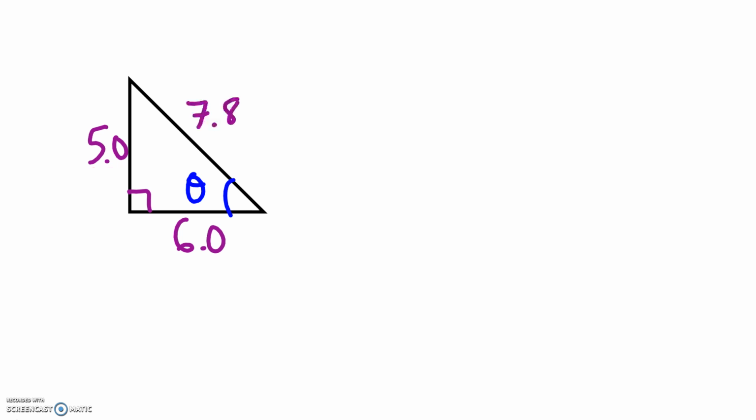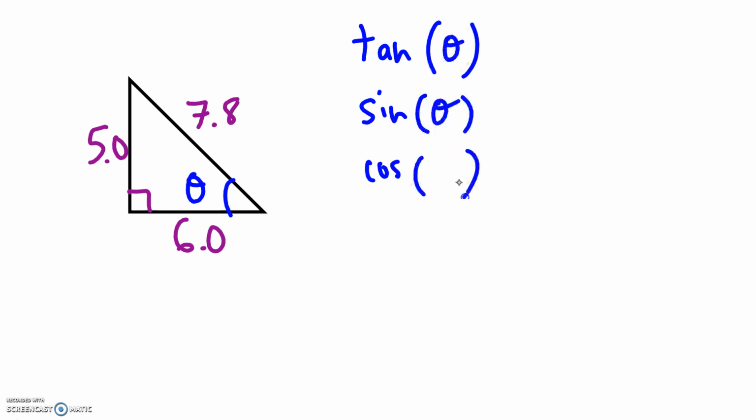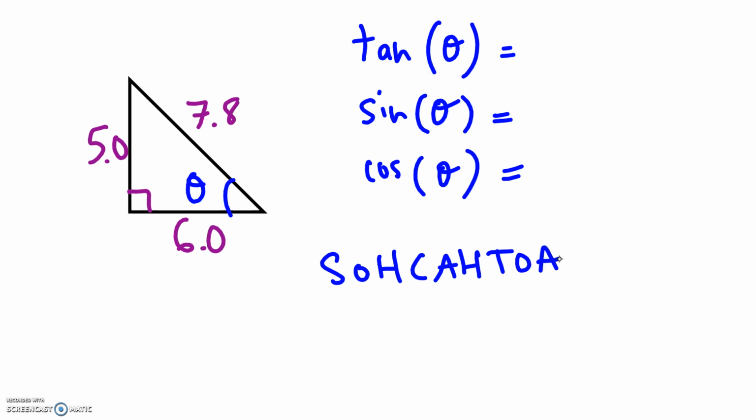Theta is something that appears in our trig functions. So tangent, sine, and cosine are the trig functions. And theta appears in parentheses after the function. We can use SOHCAHTOA to identify what each trig function yields. Tangent, that's opposite over adjacent. So tangent would be opposite the angle is 5, and adjacent the angle is 6.